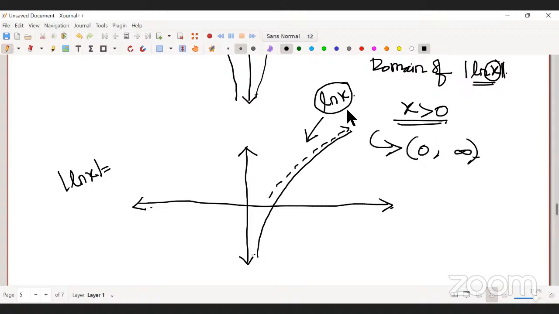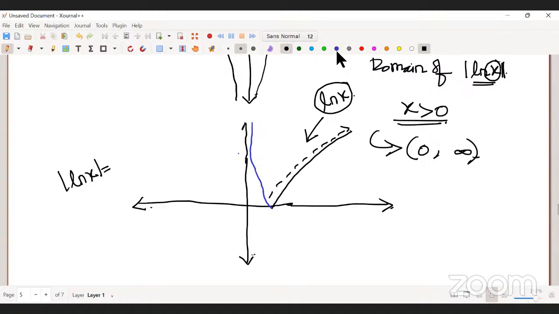But in the below part, I have a negative thing. So if I take the modulus, then I'll land somewhere here, not here. If I take the modulus of this part, I'll land somewhere here. So what basically I'll get is something like this.